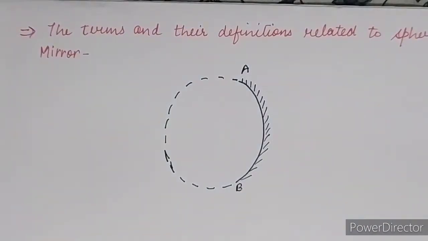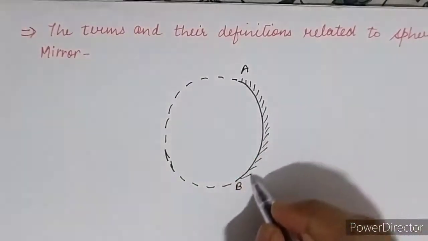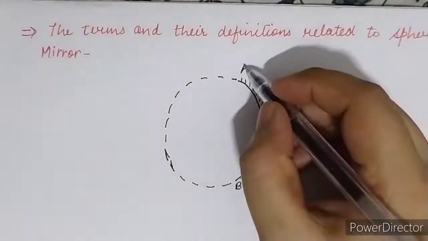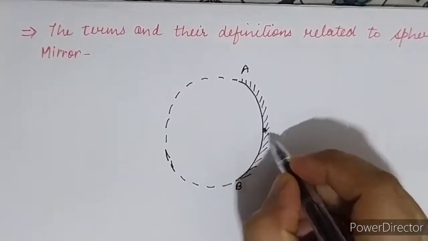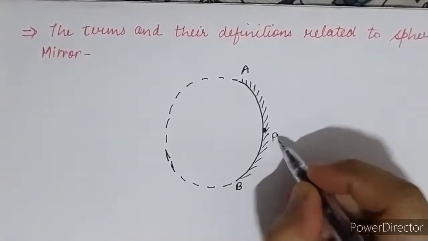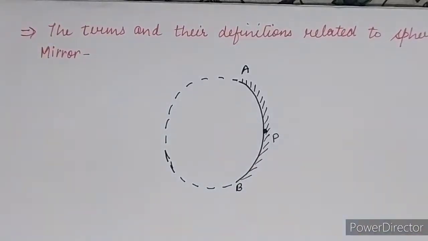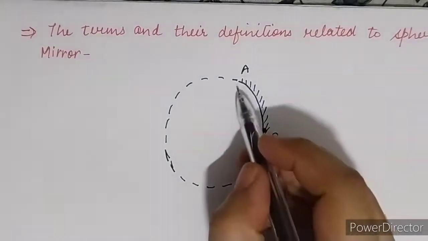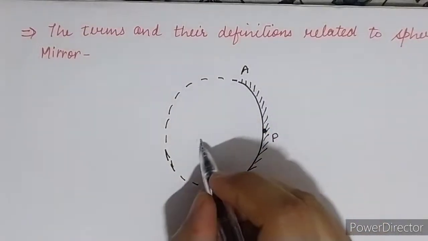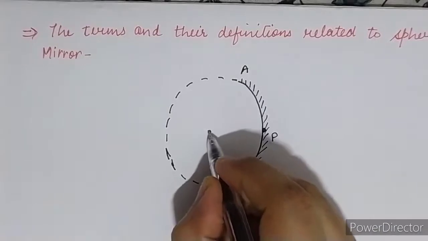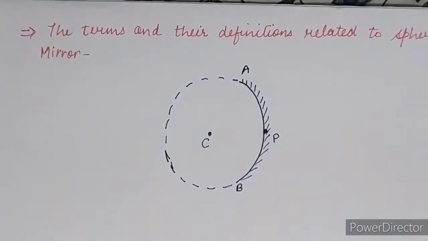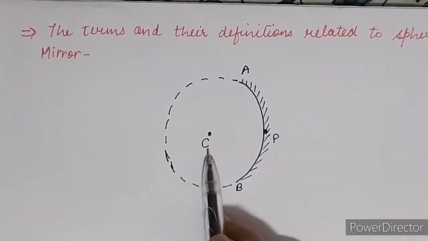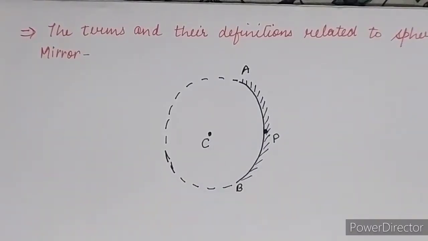Now this is your concave mirror. The central point of the mirror is your pole, denoted by P. Now this is the imaginary sphere. The center of the sphere of which the mirror is a part is known as the center of curvature of the mirror, denoted by capital C.